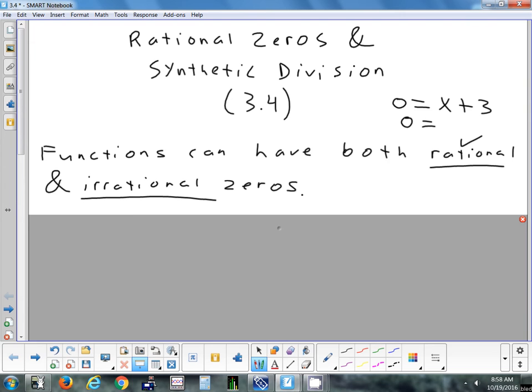Let's say I gave you this equation: 0 equals x squared minus 5. If you wanted to solve that equation, the first thing you'd have to do is add 5 to both sides. So you get 5 equals x squared. And how do you get rid of squaring something? You do the square root. So the answer to this problem would be the positive and negative square root of 5. Square root of 5, that's irrational.